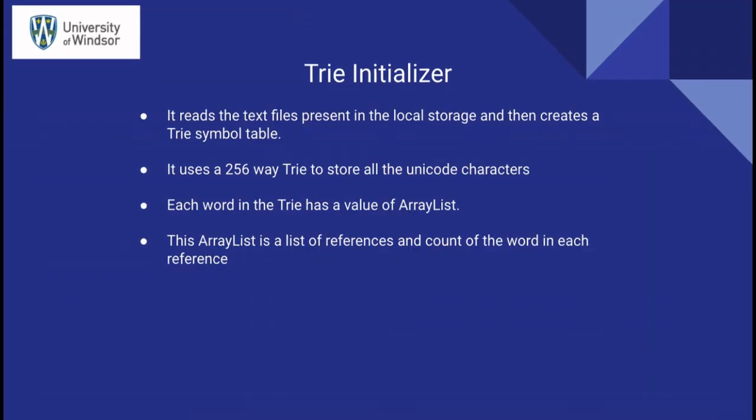Hello everyone, I'll continue with the try initializer. The try initializer feature reads the files from the local storage and gets all the words, and then it creates a try. It is a 256-way try that we have used so that all the Unicode characters can be stored. And each word in the try has a value of array list, which will have the reference and the count of the words stored.